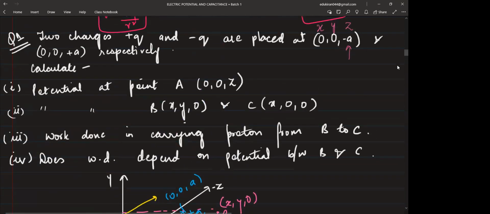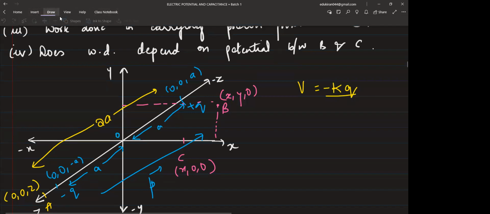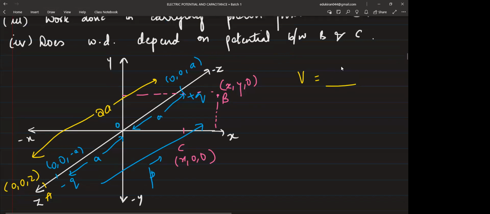First, potential at point A, (0, 0, Z). So V is equal to... this point A is lying on the axis of the dipole. So it will be KQ minus KQ by... not KQ, it will be KP by, instead of R square, we'll have Z square.